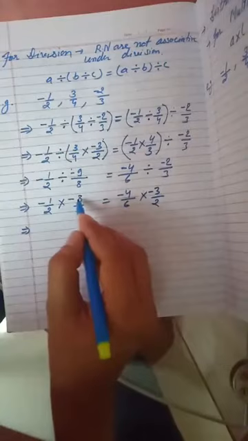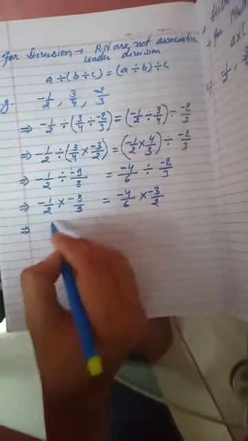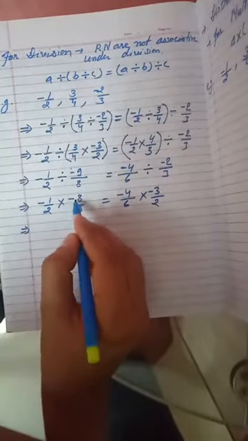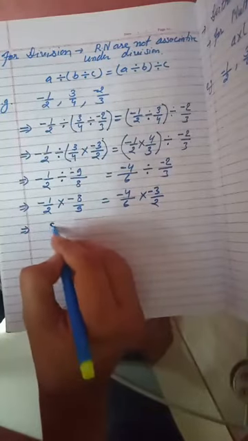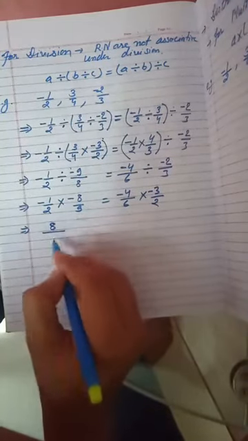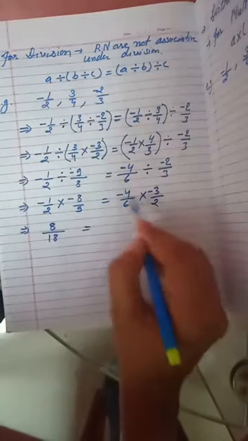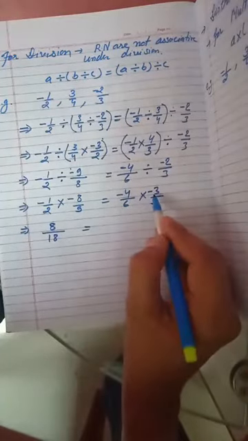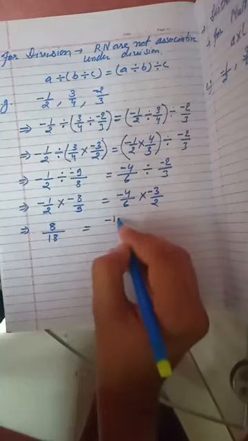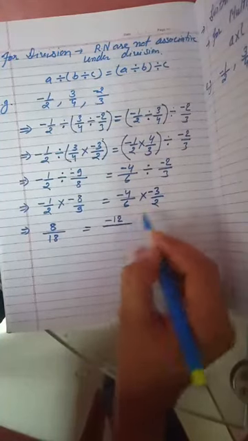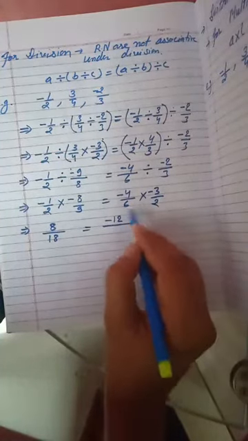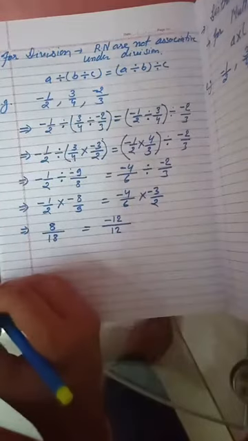Again multiply the numerator and multiply the denominator. Minus 1 multiplied with minus 8, the result is plus 8. Divide by 9 by 2, it is 18. Okay, minus 4 multiplied with minus 3, that is minus 12. Divide by 6 by 2, 6 multiplied by 2, it is 12.